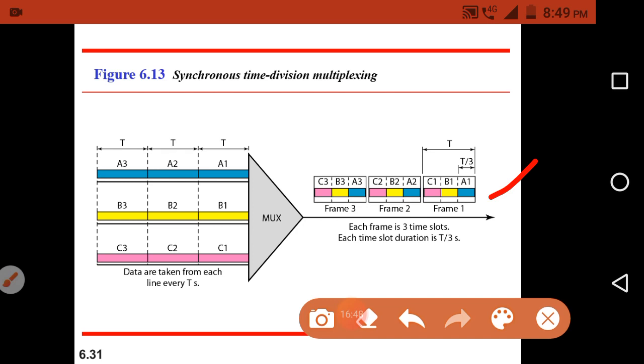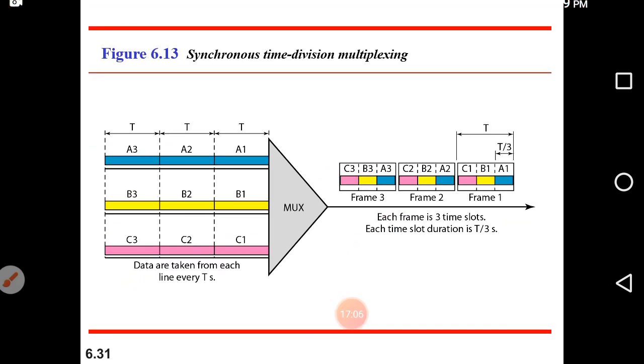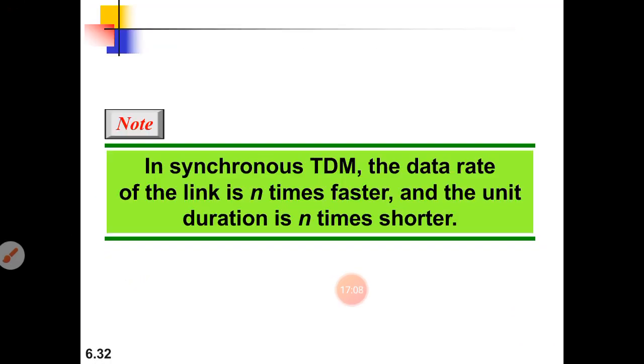We need to collect the data unit from each connection, and those data units we need to place into frames. The data rate of the link is higher than the data rate of the input link. And next, note that in synchronous TDM, the data rate of the link is n times faster, and the data unit duration is n times shorter, which I already told.